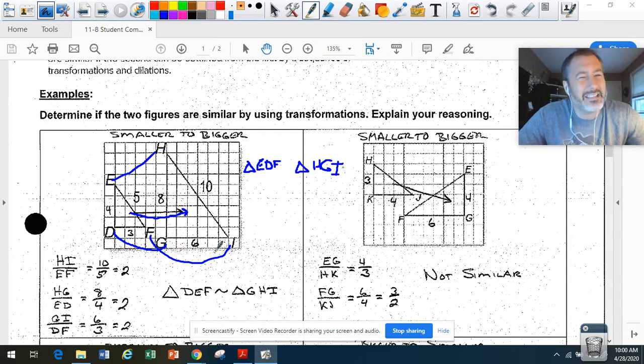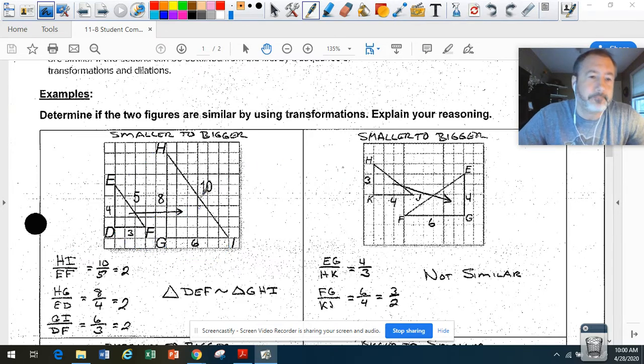Well, first of all, we've got to see, are they similar? Which means we're going to look at the ratios. So let's take HI. This is known as the hypotenuse here. And we're going to look to see how it compares to EF.